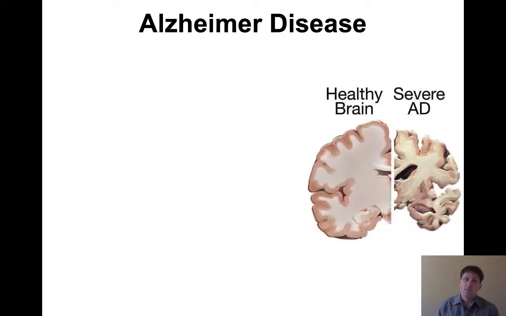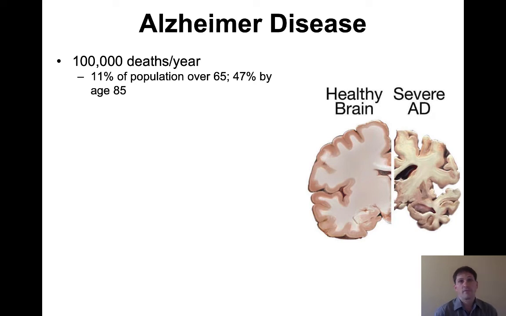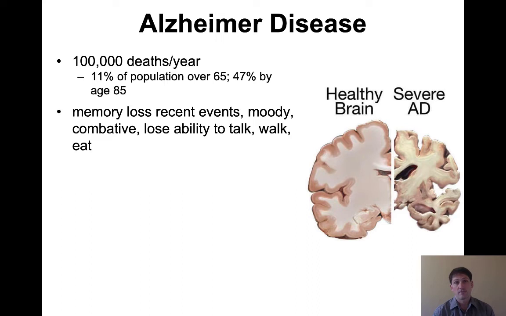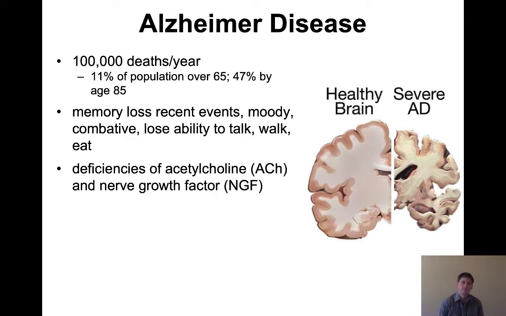Now, some of us probably have family members that have experienced Alzheimer's disease. The prevalence is about 100,000 deaths per year from Alzheimer's disease. We see it in about 11% of our population over 65 and 47% by 85. It's characterized by memory loss, kind of moody, combative. They lose the ability to talk or walk or eat.